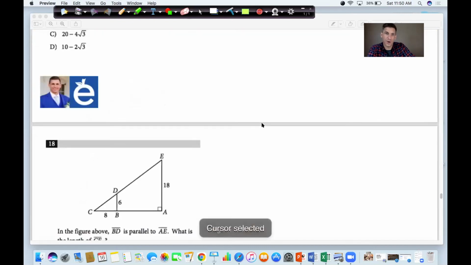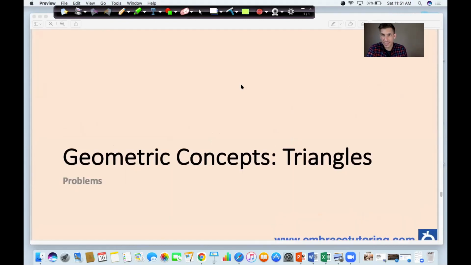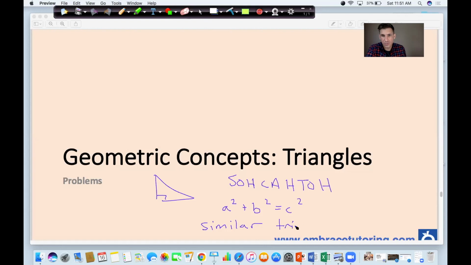Let's do a triangle problem. With respect to triangle problems on the SAT, you will have various concepts, but most likely you will have to pay attention to special right triangles, SOHCAHTOA, and the Pythagorean theorem: A squared plus B squared equals C squared. You also want to pay attention to, and probably the most popular concept they ask, similar triangles. They love to do similar triangles because it's based upon scales and proportions.